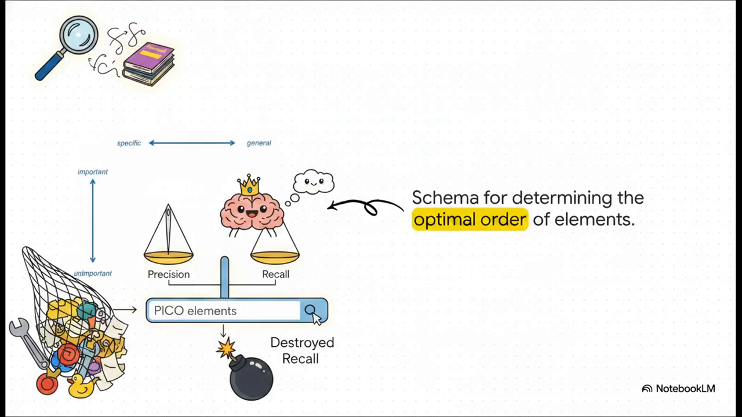But here's the catch, and this is a big one based on the Erasmus University method. We shouldn't just use every single element we've brainstormed. We have to prioritize our search elements based on how specific and important they are. Think about it. If you throw every single PICO element into your search bar, sure, you optimize for precision, but you completely destroy your recall. You are going to miss perfectly good papers just because they didn't explicitly mention the comparator in their abstract.